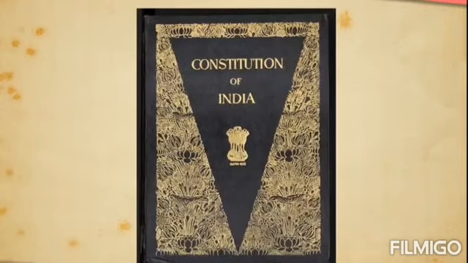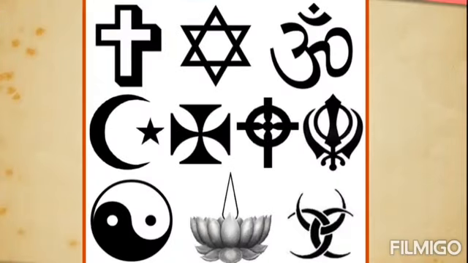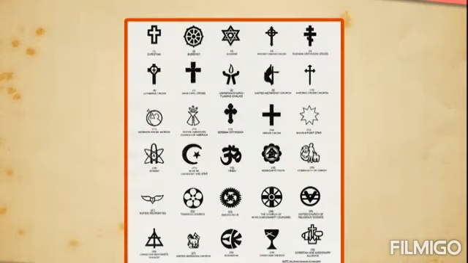Secularism in India. According to the Constitution, India is a secular state where everybody is free to adopt any religion. No religious community dominates another. All the members of a particular community are equal. The state does not enforce any particular religion nor take away the religious freedom of individuals.